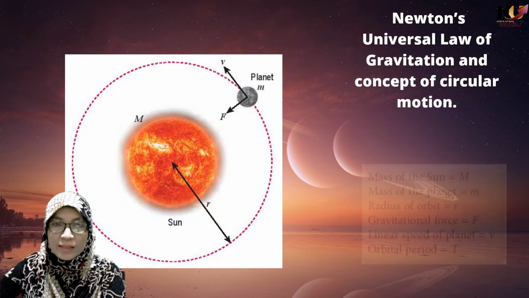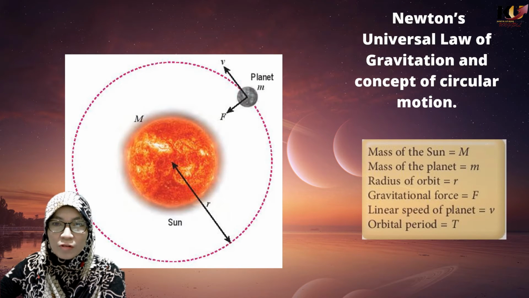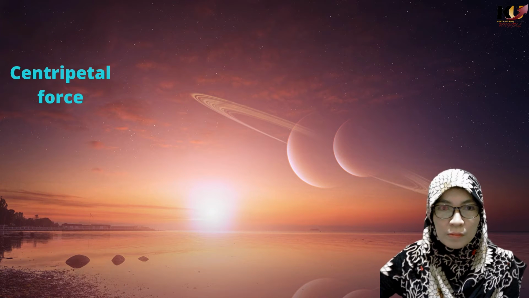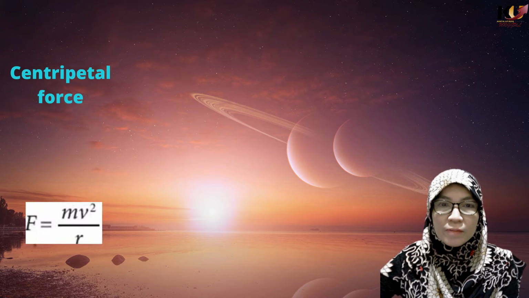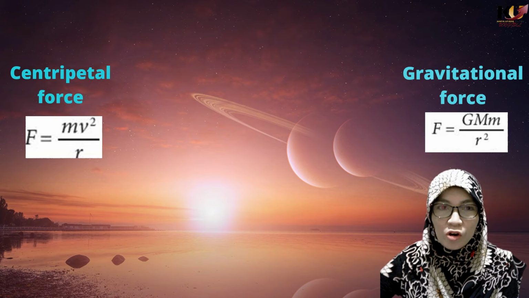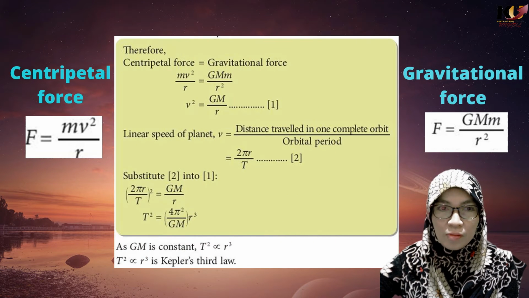Kepler's third law can be formulated using Newton's universal law of gravitation and the concept of circular motion. Planets make circular motion around the Sun. The centripetal force is the same as the gravitational force between the Sun and the planet. Observe the figure, which shows the orbit of a planet around the Sun. Assuming that the orbit of the planet around the Sun is circular, we can derive the relationship between the orbital period of the planet and the radius of the orbit, as in Kepler's third law.